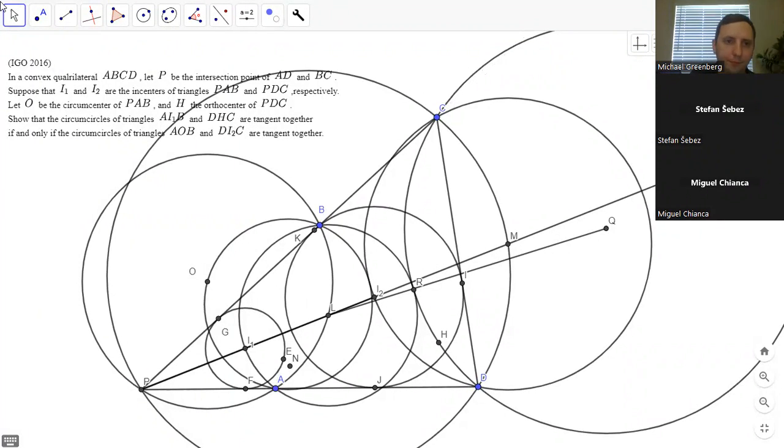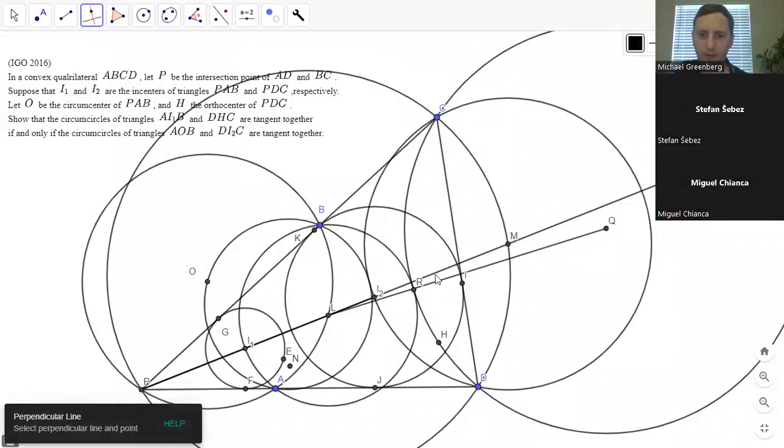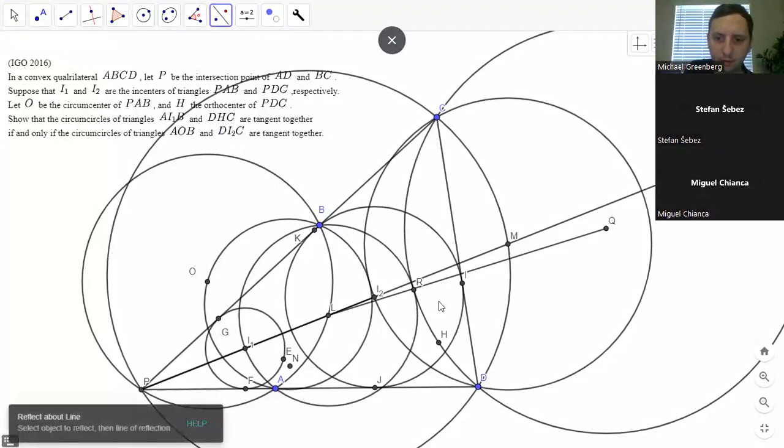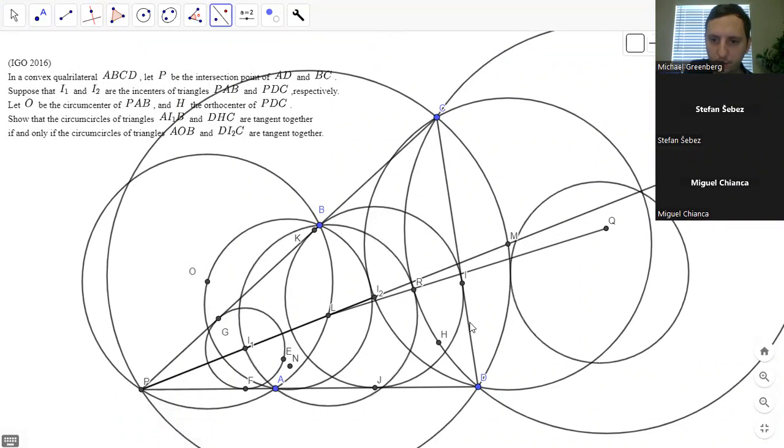So if we're using that this is the orthocenter, we probably want to use that the circle DHC is a reflection of circle PDC over DC, right? So maybe we want to reflect this circle over DC, because those two are tangent if and only if these would be tangent, right? And maybe these concur if I draw the diagram exactly. So I could try drawing the diagram exactly and see if these concur.